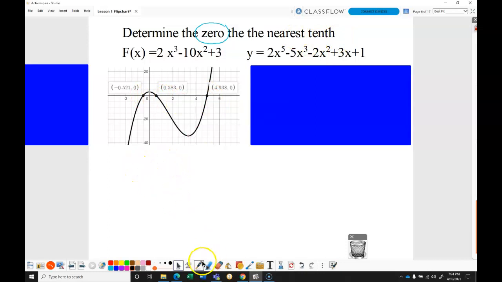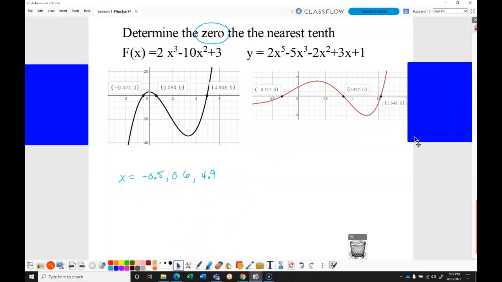It says round them to the nearest tenth. So my zeros are x equals -0.5, +0.6, round that up, and 4.9. Okay, so I have 3 zeros on that one. And then for this one over here, I did the same exact thing, but this one only came up with 3 intersection points. So I'm going to write x equals -0.3, 0.8, and 1.5. So this one also has 3 zeros.